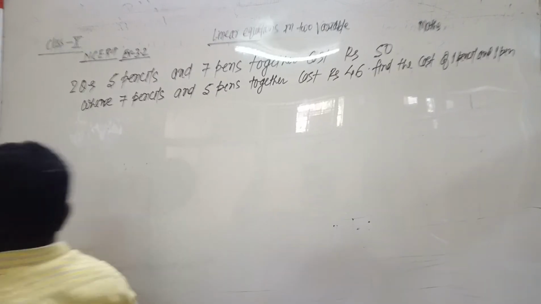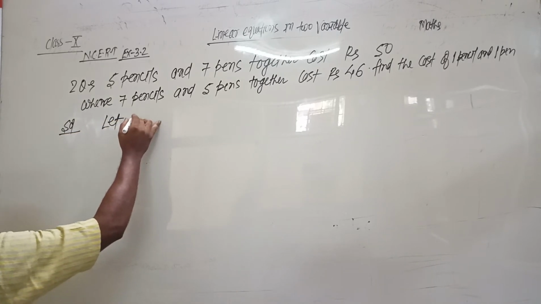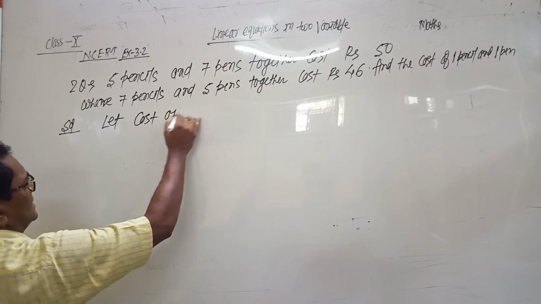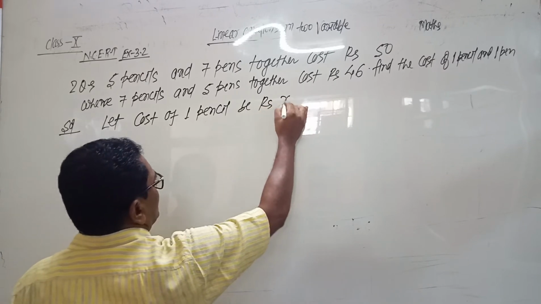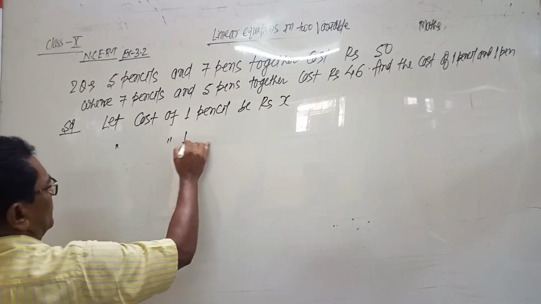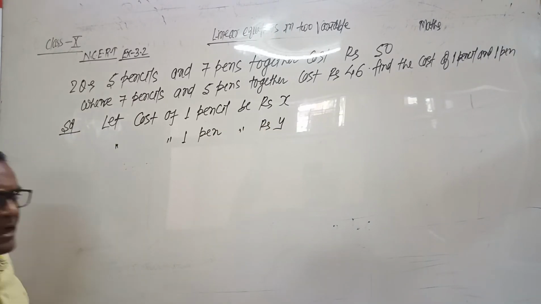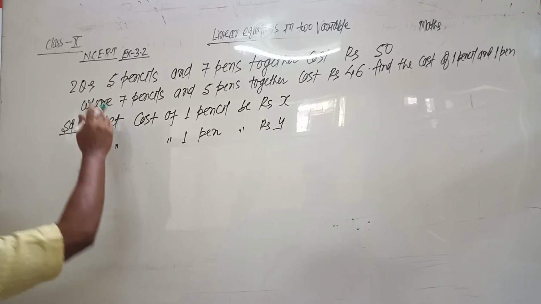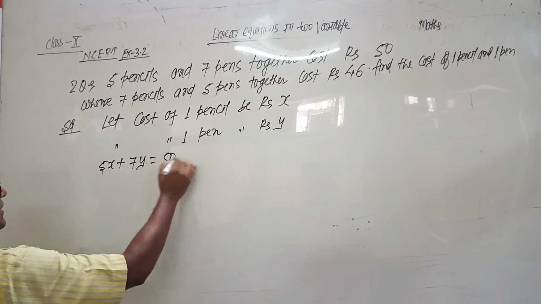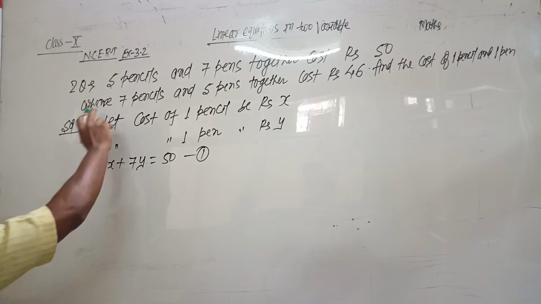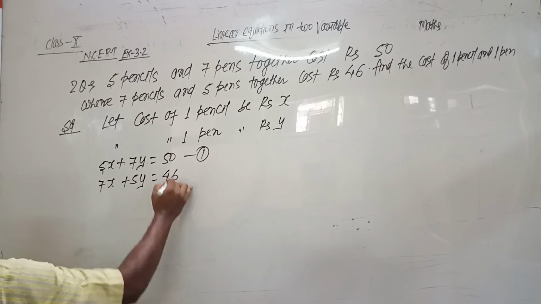So we have to find the cost of pencil and pen. So we suppose that let cost of 1 pencil be rupees x and the cost of 1 pen be rupees y. And according to question, 5 pencils means 5x and 7 pens means 7y, cost rupees 50, first equation. Then 7 pencils means 7x and 5 pens means 5y, cost rupees 46.